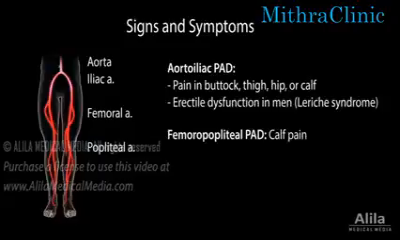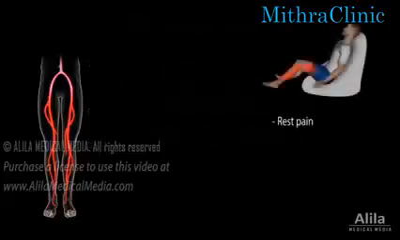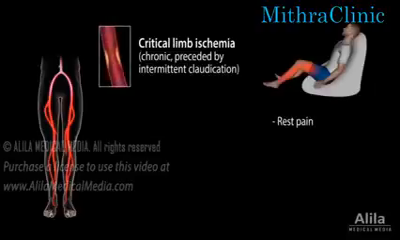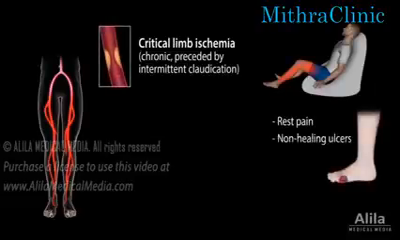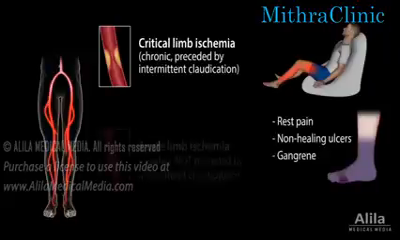As the disease progresses, patients may experience pain even during rest. This advanced stage is known as critical limb ischemia, a chronic, slow-developing condition. Patients may develop ulcers that heal slowly or not at all, and death of tissue or gangrene may occur. The risk for loss of limb is significantly increased at this stage.